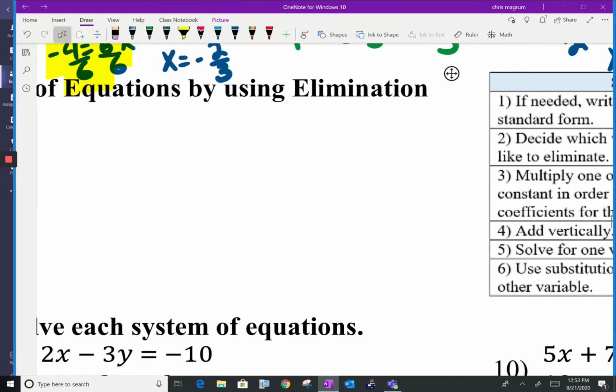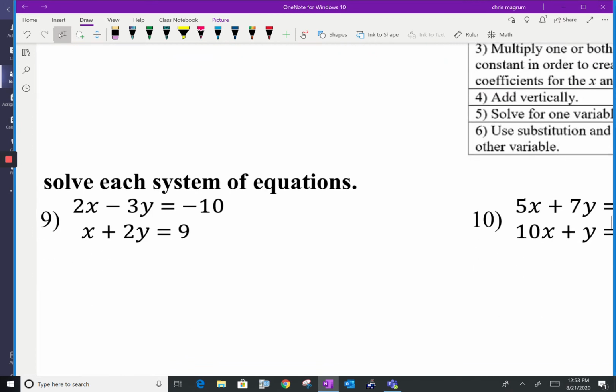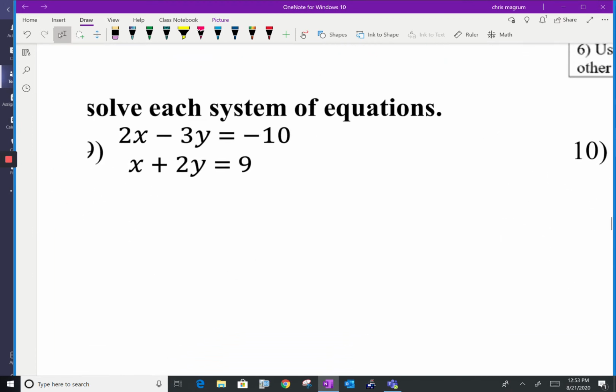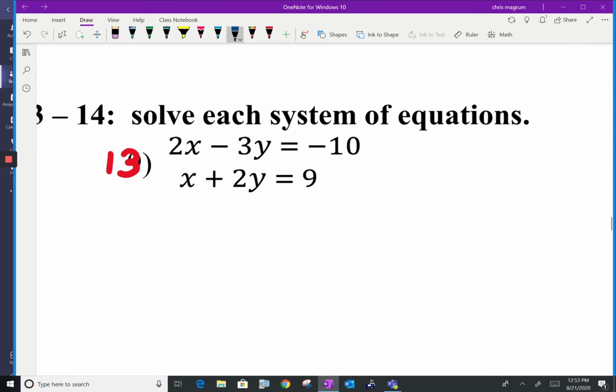Alright, from there, let's look at number 9, which really is supposed to be number 13. If it bothers you, there you go, number 13. That would be number 14. So we're looking for which variable we want to try to eliminate. So things I would look at, we have our x's that didn't change colors on me, so I crossed it out, trying to highlight. So we have our x's here, and we have 2x and 1x.